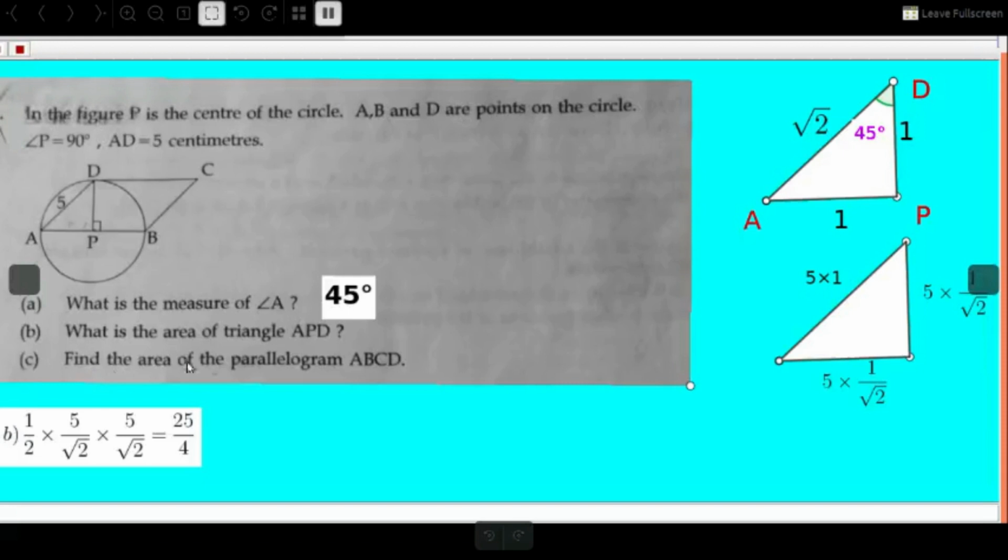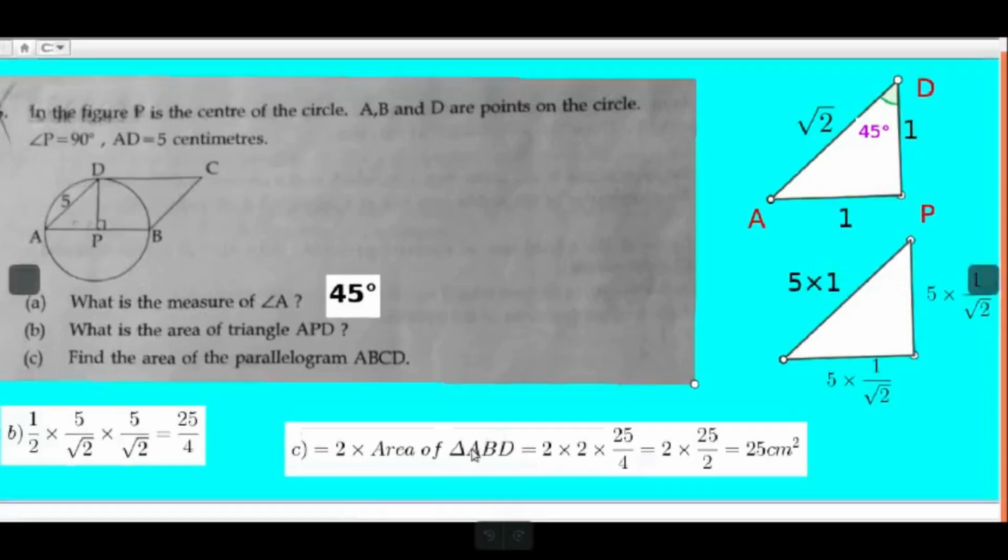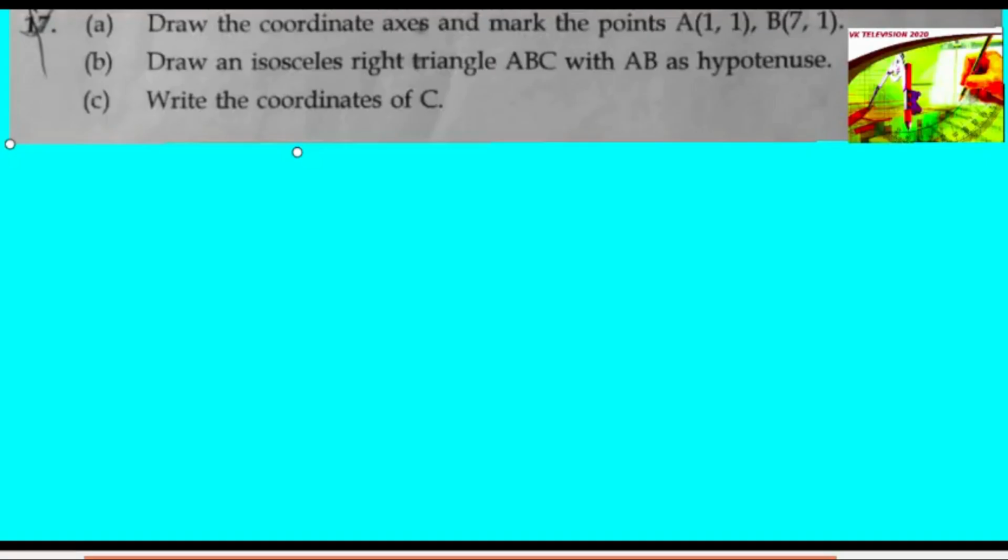We have to find the area of parallelogram ABCD. The area of the parallelogram is equal to 2 times the area of ABD. Area of ABD is equal to double the area of APD, that is 2 into 25 by 4, which is equal to 25 square centimeter. So we obtain the area of the parallelogram ABCD is equal to 25 square centimeter.